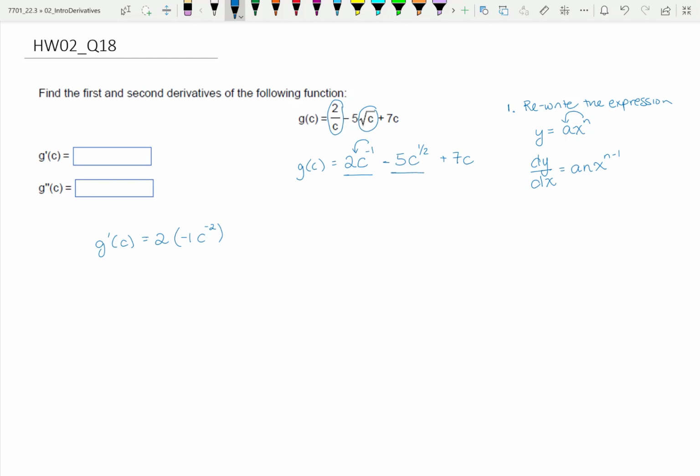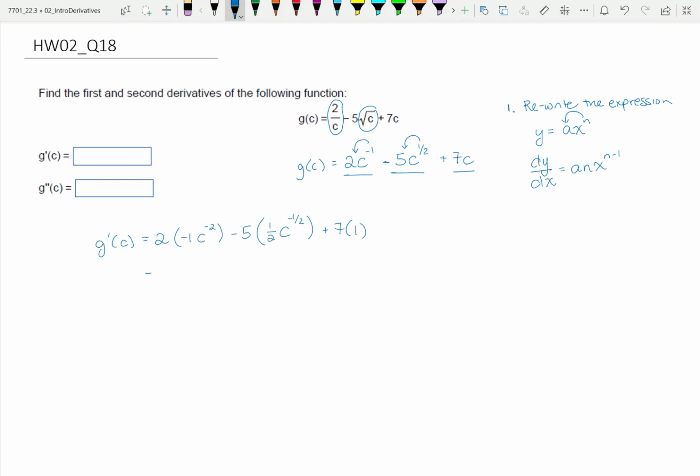For our second term here, I have minus 5 as my coefficient, and then I pull back that exponent, and I have half c to the power of half minus 1 is negative half. And then for our last term here, I have plus 7 times the derivative of c is simply 1.